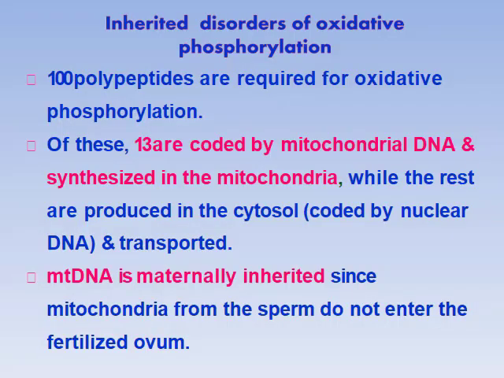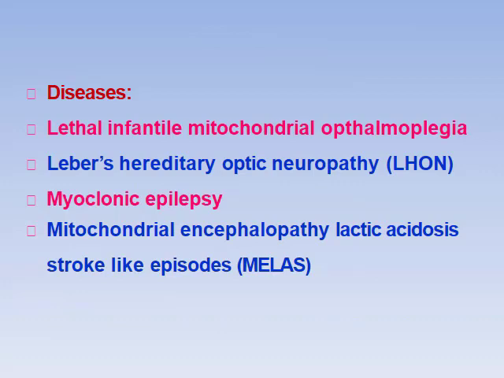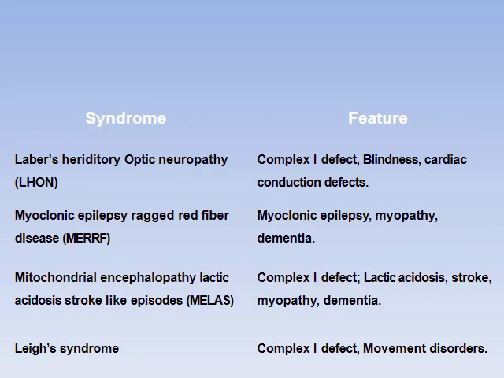Our last important key points are the clinical aspects of this lecture. There are individuals who can inherit certain genes which may cause defects in the process of the electron transport chain or oxidative phosphorylation. So, individuals with inherited disorders may have particular diseases like lethal infantile mitochondrial ophthalmoplegia, myoclonic epilepsies, and so on. You can see the typical features of each of these inherited disorders and their defects.